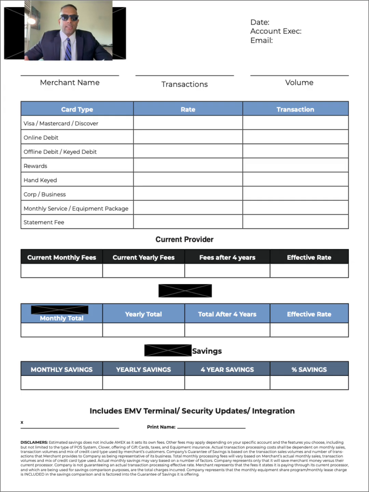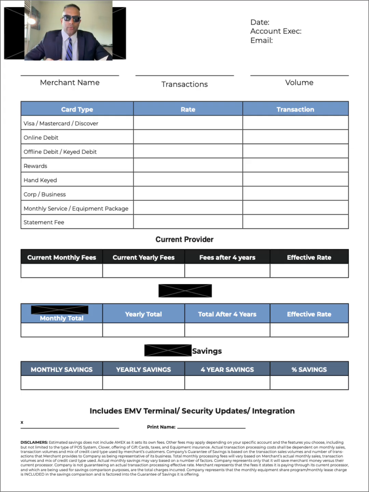How did we get this statement for us to give you the quote? So who are you using right now at the moment? We then break it down to current monthly fees, current yearly fees, fees after 4 years, and effective rate. We then go down to our company and break it down from our monthly rate, our yearly total, total after 4 years, and effective rate.